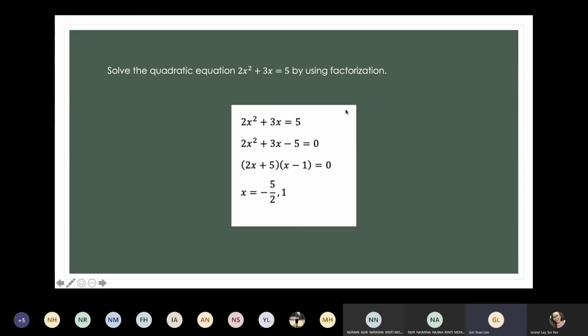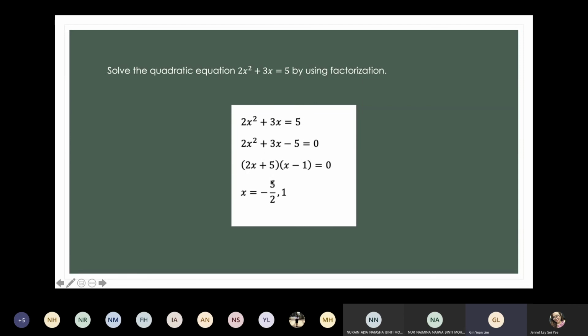So now the third question: solve the quadratic equation 2x squared plus 3x equals 5 using factorization. So using factorization, firstly, also the same, you need to form the general quadratic equation, which is 2x squared plus 3x minus 5 equals 0. After you form this, you need to factor out and form two brackets here. This is called factorization, equals 0.